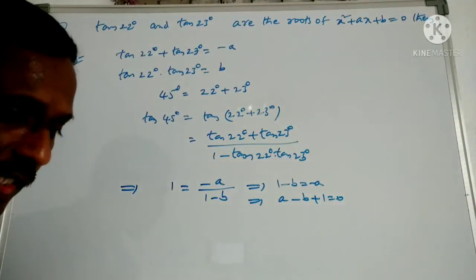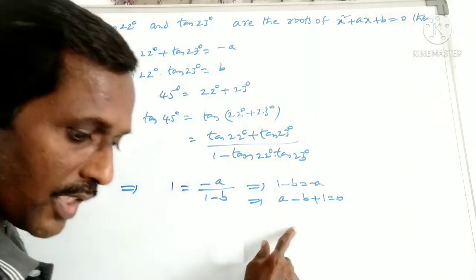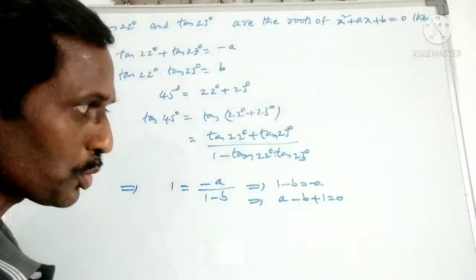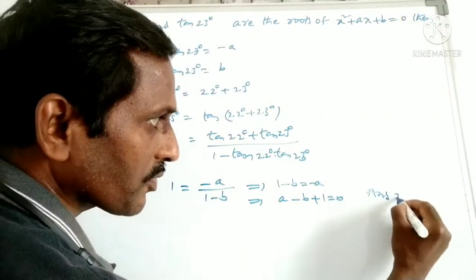See the options they have given. a minus b plus 1 is option 2. It is the answer for the problem.